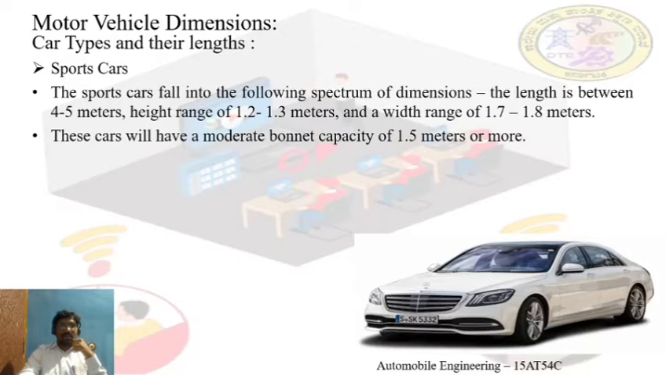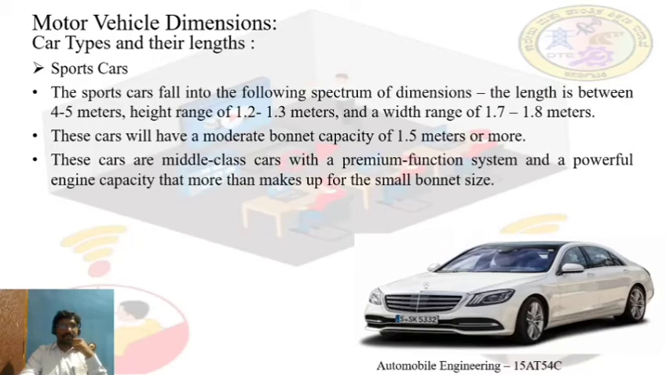These cars have a moderate bonnet with a capacity of up to 1.5 meters or more. A separate compartment is given to carry the luggage, what you call the boot space. These sports cars are middle class cars with premium functions. We can observe that at a lower cost, more premium functions are given in this range, along with a powerful engine capacity. That's why we say sports car. To give a sporty kind of acceleration, of course a powerful engine should be provided.